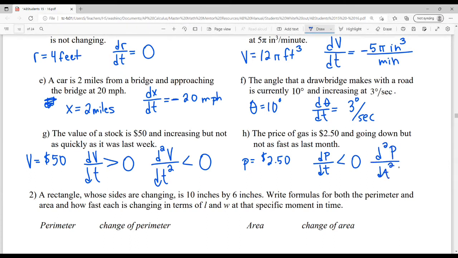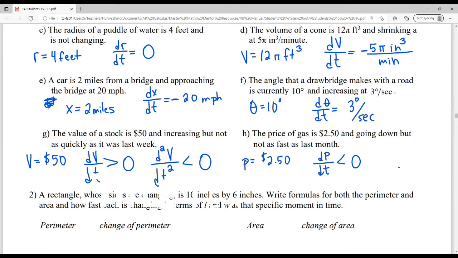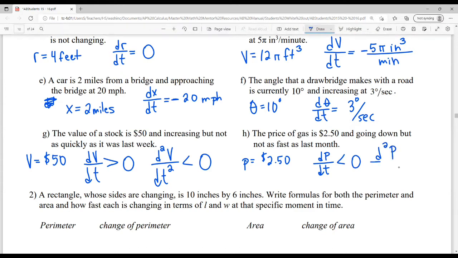And that part is a bit confusing, but not as fast as it was last month. So it's decreasing slowly. It was decreasing faster last month. So the second derivative in this case would be positive. And that part is a bit confusing.